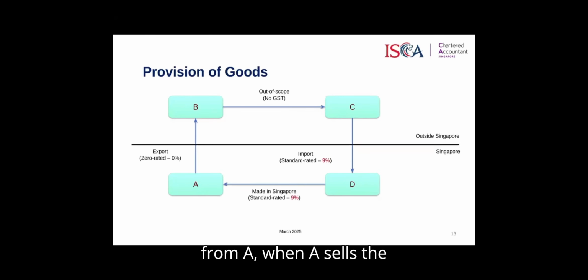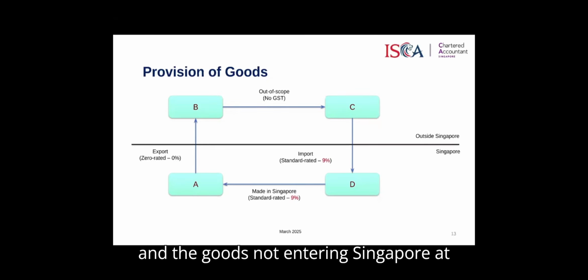Starting from A, when A sells the goods to B and delivers to B outside of Singapore, A should treat this as a zero-rated transaction. When B transacts with C, with both parties outside of Singapore and the goods not entering Singapore at any point of time, it will be treated as out of scope for GST purposes.